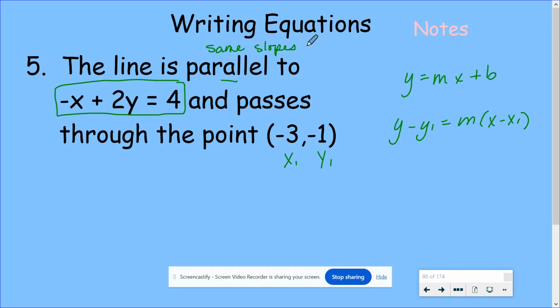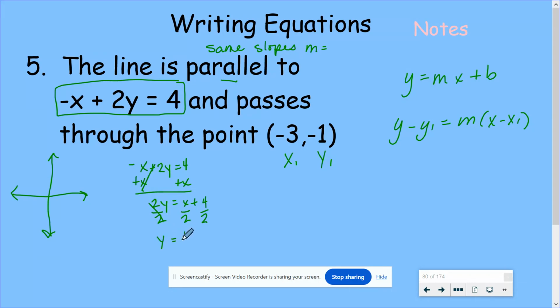So if I can find what the m is equal to in this equation, then I can use the m and the point in my point slope and ultimately get my y equals mx plus b. Let's just draw a picture here for those of you that aren't quite sure what's going on, because there's a lot of information. I'm going to take this equation here, negative x plus 2y equals 4, and I'm going to graph it. So I'm going to move the x over. So 2y equals x plus 4. Divide everything by 2. So y equals 1/2 x plus 2, and I'm going to graph that.